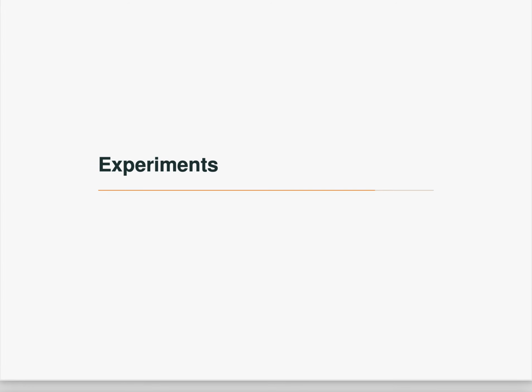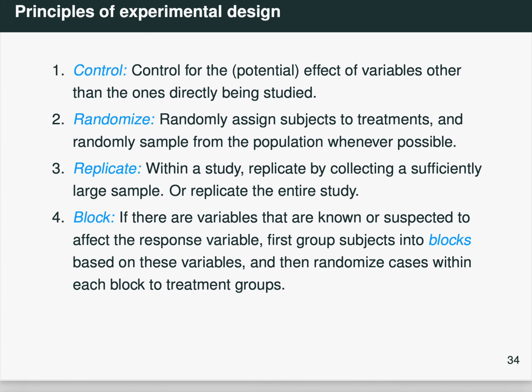So now let's talk about experiments. In an experimental design, we have a control. That means that we're controlling for the effect of what's happening with the other people who are being studied. That control group is not going to get the treatment. It's random. We need to randomly assign subjects to treatments and randomly sample from that population whenever possible.